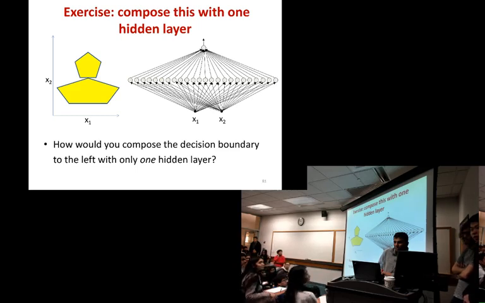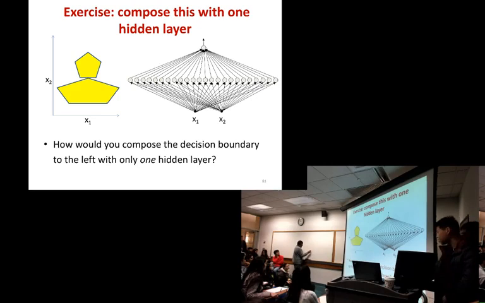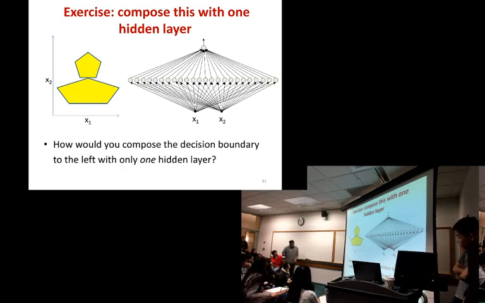The thing is, when you create one of those small blocks, it has an effect on the rest of the space as well. So think about this, right? Suppose I just take the 5. So let's say I built a network which did this pentagon, right?